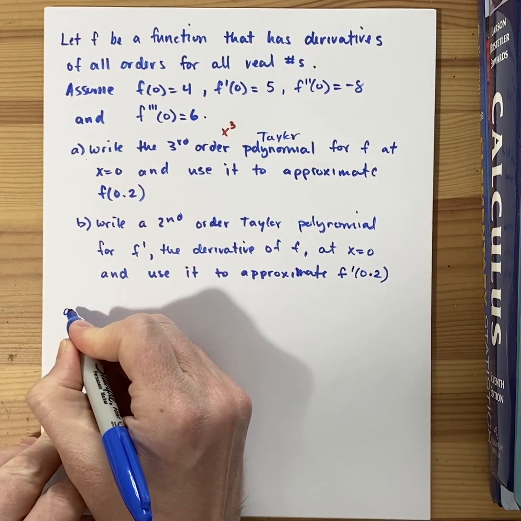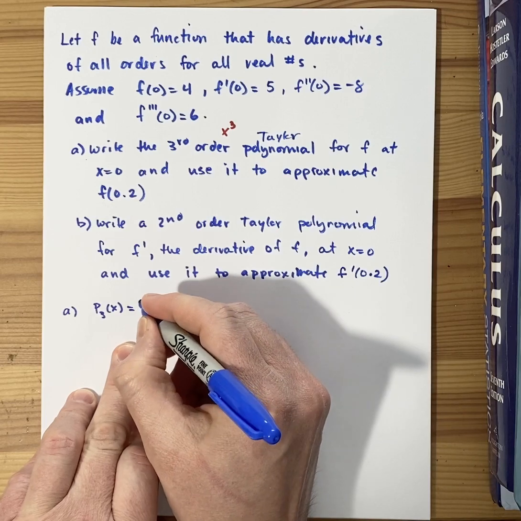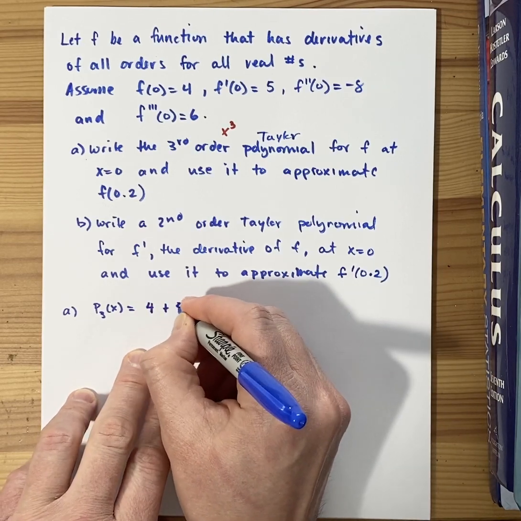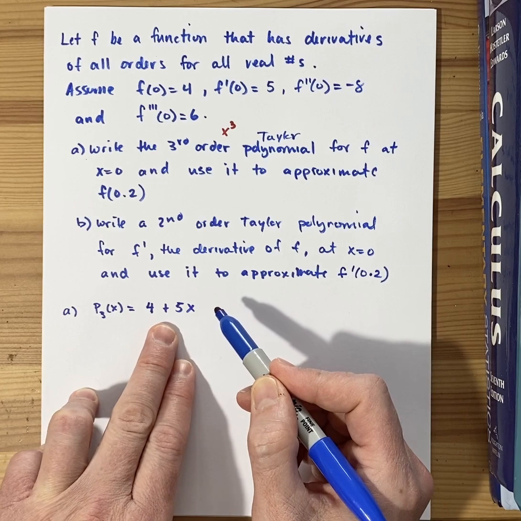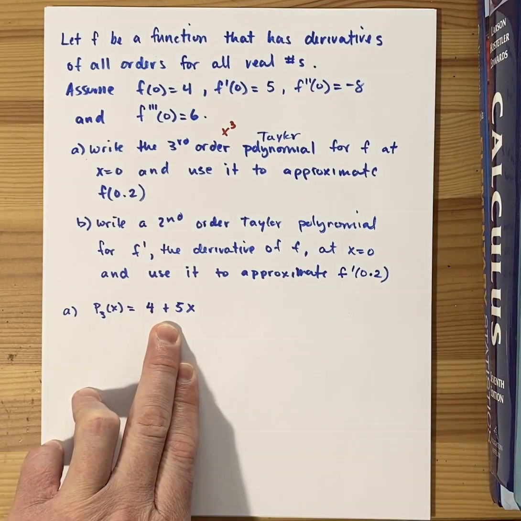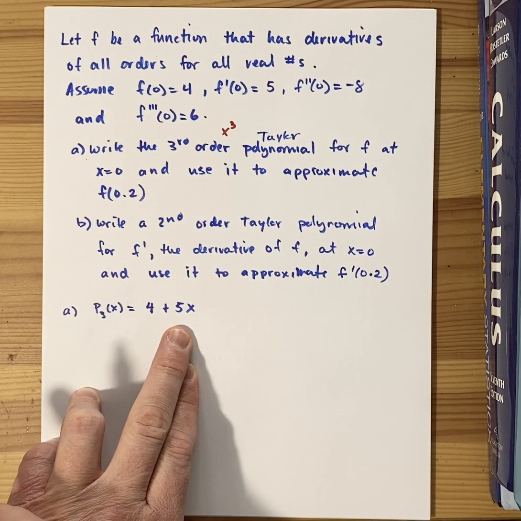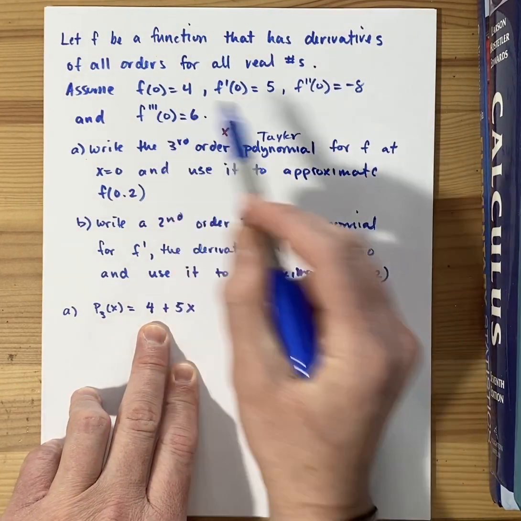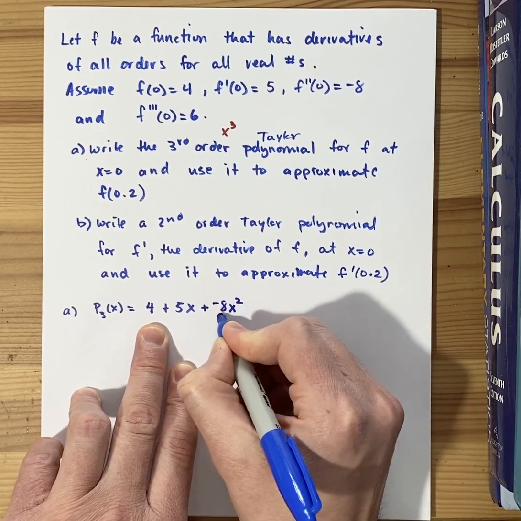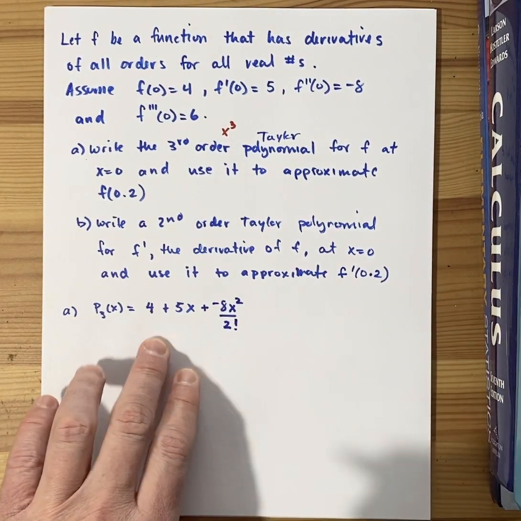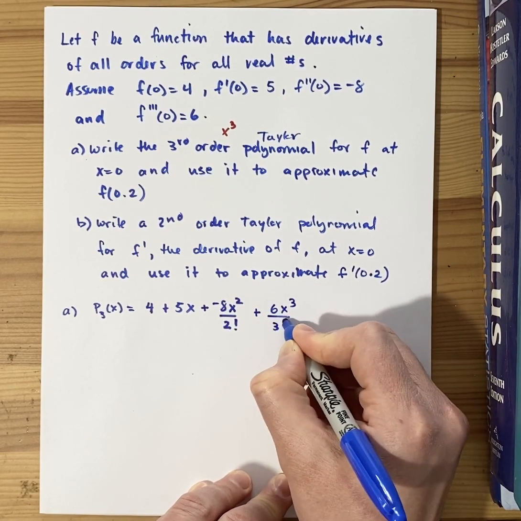So for the first one, part A, my polynomial is going to be, you always start with the first value, f of 0, so that's 4, plus 5x. I'm getting the 5 from here, and it's the first degree, so 5x. If we stop there, that would be the linear approximation, 4 plus 5x, and that would be the tangent line. But now we're using more derivatives to do these approximations. So then I'm going to have plus -8x squared divided by 2 factorial, which is really 2, but I'll leave the factorial so you see it. And the last one is plus 6x cubed over 3 factorial.